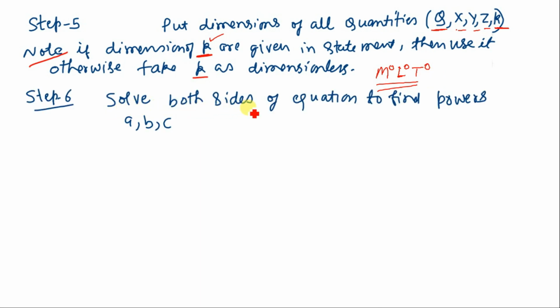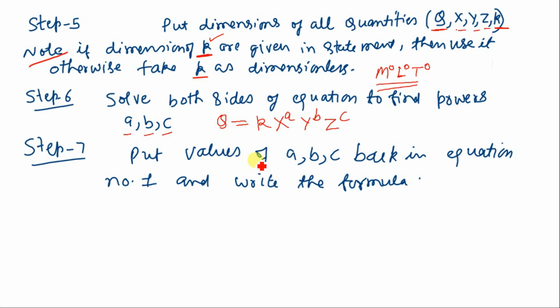After putting the dimensions of all quantities in the equation, we will simplify, and by using mathematical relations, we will find the values of a, b, c. Once the values of a, b, c are found, then we can write the formula between q, x, y, z like this. So this is the last step which is written here. After finding the values of a, b, c, we can put these values back in equation number 1 and then the formula will be derived.